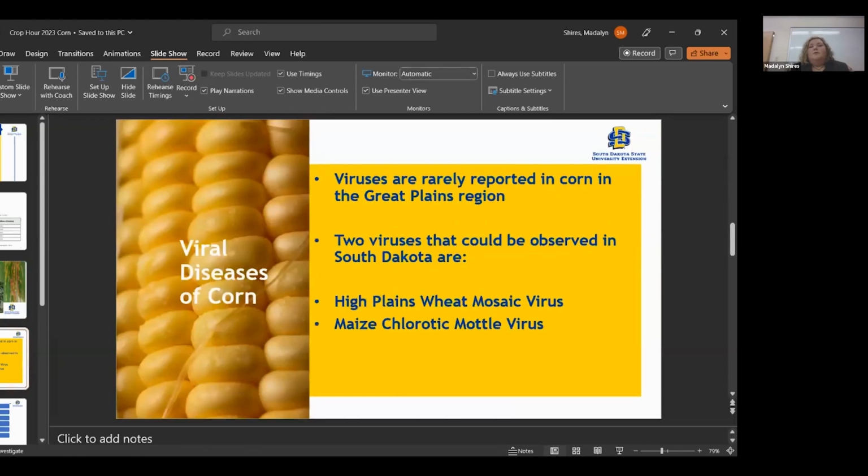Viral diseases on corn, we don't see a lot of viruses here in South Dakota on corn. There have been a few viruses that are reported in the Great Plains region. Two of the viruses that we could see on corn in South Dakota but have not seen much are High Plains wheat mosaic virus and maize chlorotic mottle virus. But again, we rarely see these. I just wanted to bring up the point that viruses do affect corn in various years.